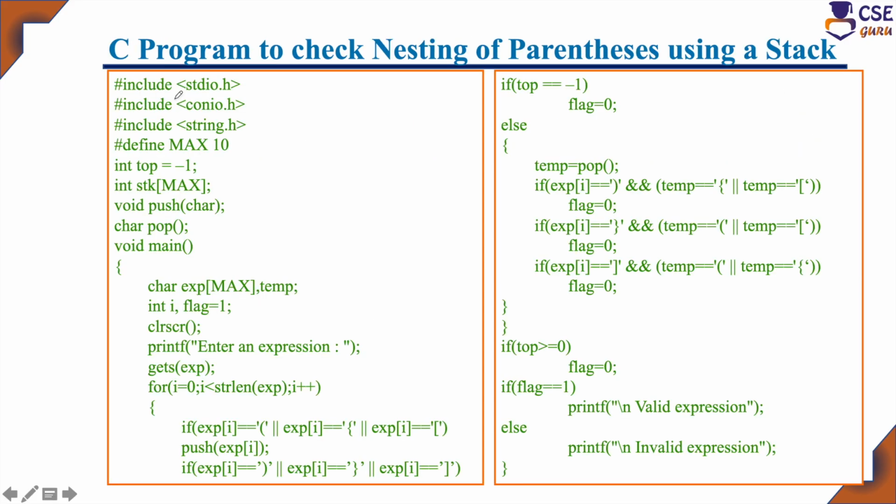And this is the C program to implement nesting of parentheses using a stack. Here initially top is equal to -1, meaning the stack is empty. And then stack of max, where we can set the max value. Then two operations we are going to use here with the stack, push operation and pop operation.